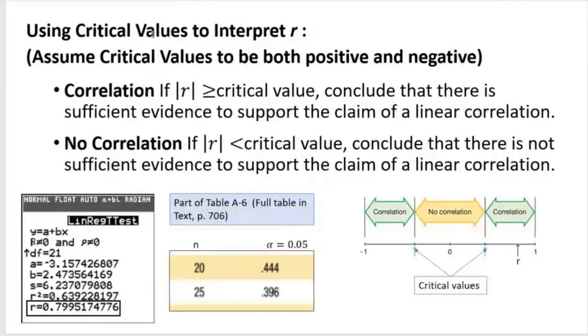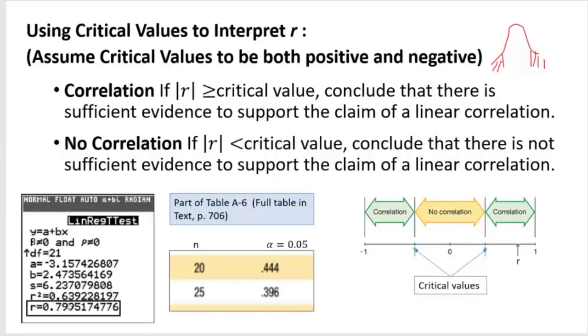Now, if we were going to use critical values, you're looking at your critical values, both positive and negative. The reason that they're both positive and negative is because on this, we ended up with a two-tailed test. We said it's not equal to, okay? So you've always got two tails. So if you're dealing with critical values, you look at how the absolute value compares to the critical value.